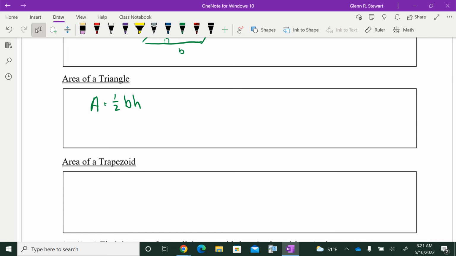And the last is area of a trapezoid. Area of a trapezoid is equal to 1/2 the height times the base of the top and the base of the bottom. So we're going to add both of those together, multiply by the height, and divide by 2.